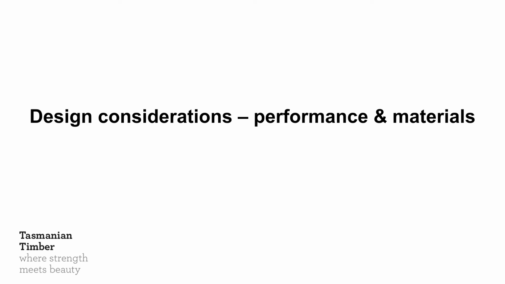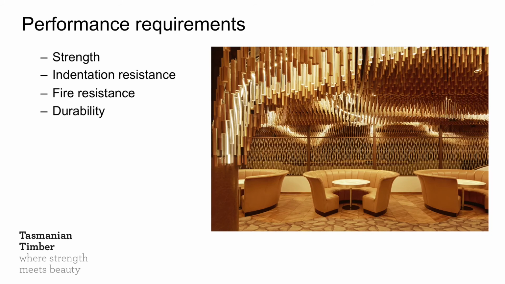Okay, so design considerations. We'll do this quickly. I spend a lot of time with my students trying to tell them the difference between material performance and a performance requirement, or material characteristics and a performance requirement. Performance requirement is what you need the thing to do in the job. You need it to have strength, you need it to have hardness, you need it to have fire resistance, and you need it to have durability.